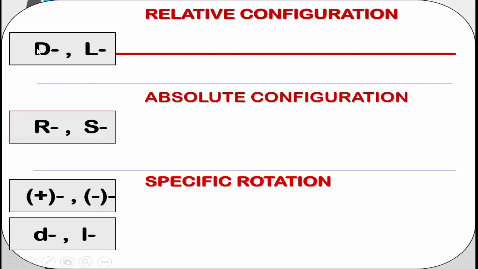Generally, students write capital D or small d wrongly, one for another, which is wrong, and we will see what exactly the meaning of capital D, small d, capital L, and small l is. But definitely we can write plus and small d interchangeably for one another. Similarly, minus and small l for one another.